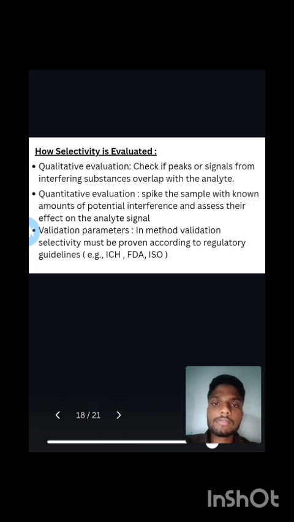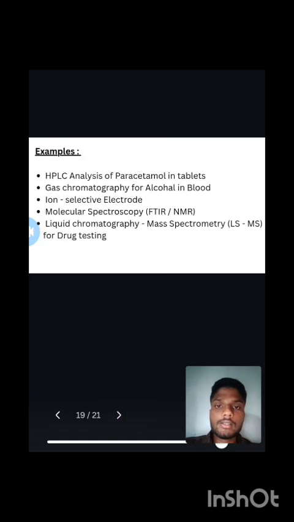How selectivity is evaluated: qualitative evaluation, quantitative evaluation and validation parameters. First one is qualitative evaluation. Check if peaks or signals from interfering substances overlap with the analyte. And quantitative evaluation: spike the sample with a known amount of potential interference and assess its effect on the analytical signal. And validation parameters: in method validation, selectivity must be demonstrated according to regulatory guidelines, for example ICH, FDA and ISO. Next one is examples.